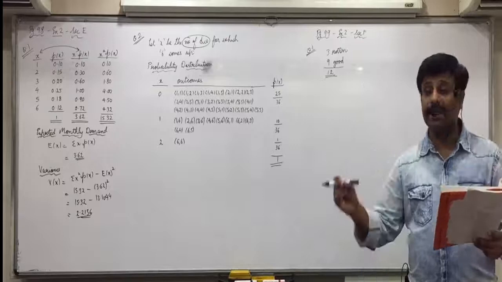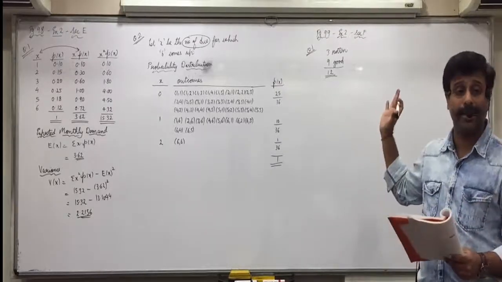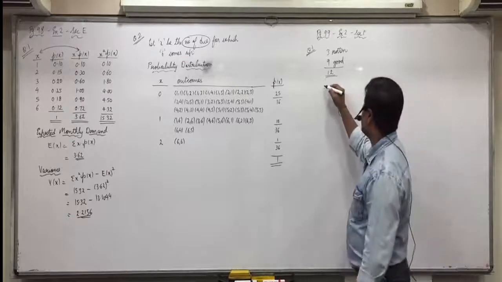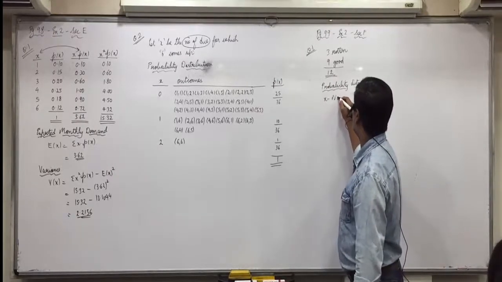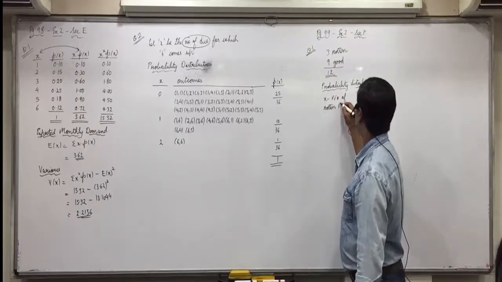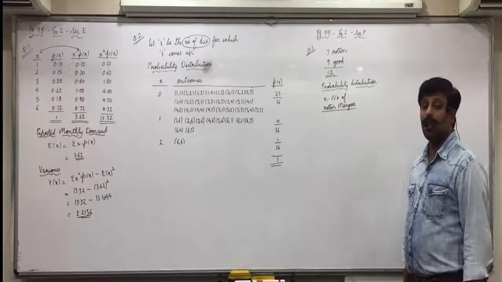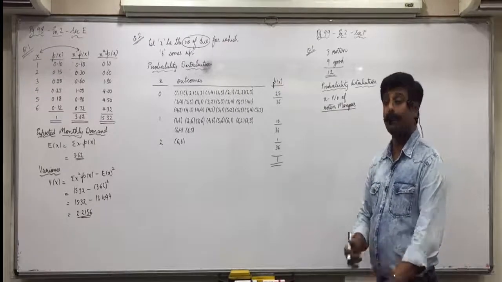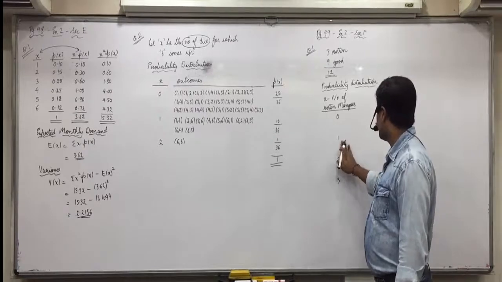And hence find the underlying expected value, that is E(X), and underlying variance. So all the workings are required here. First let us obtain the probability distribution. X is the number of rotten mangoes. Now 3 mangoes are selected. So what values of X are possible? 0, 1, 2 and 3.